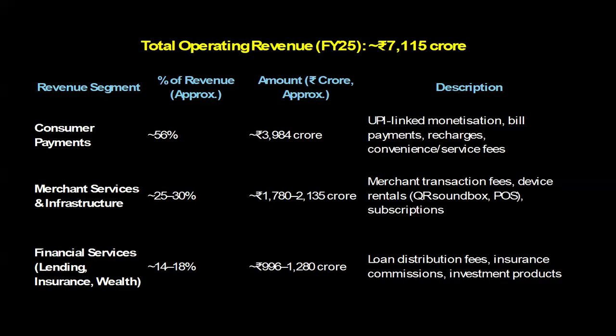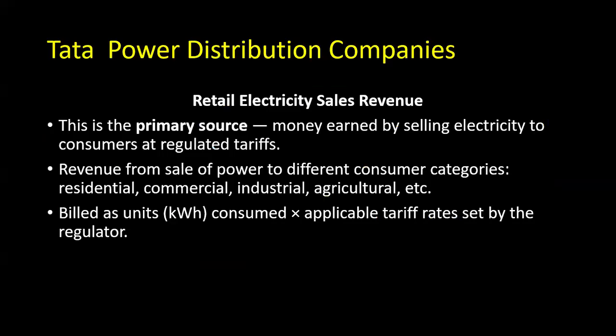Now let us see a completely different type of business, Tata Power Distribution Company. Their primary source of revenue is the sale of power. They buy power and sell power. Here we are focusing only on distribution. So the retail electricity sales revenue is the primary source. Money earned by selling electricity to the consumers at a price fixed by the regulator is revenue.